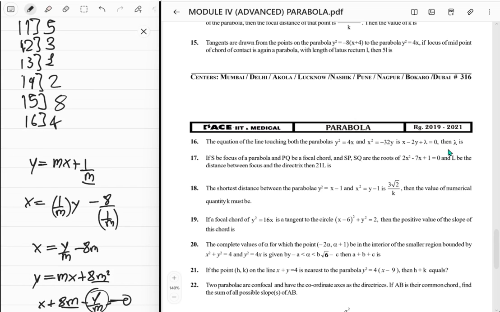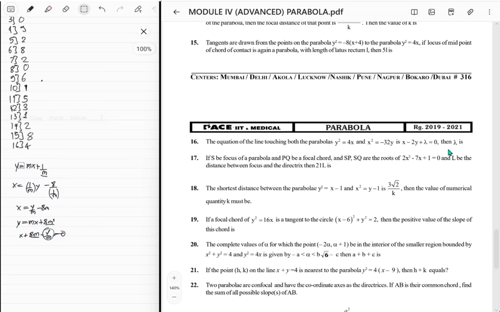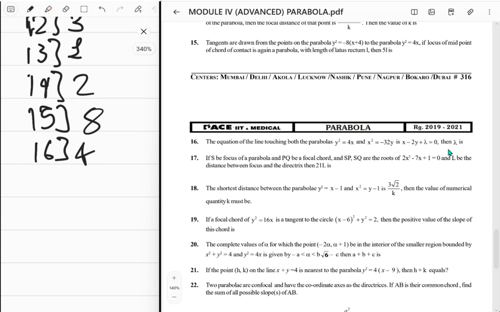Next question, 17. The shortest distance between this parabola and this parabola is this, then the numerical value of k must be... okay, it doesn't matter what the geometry is, right? This is weird. I got y minus 1 right there. That's unexpected.